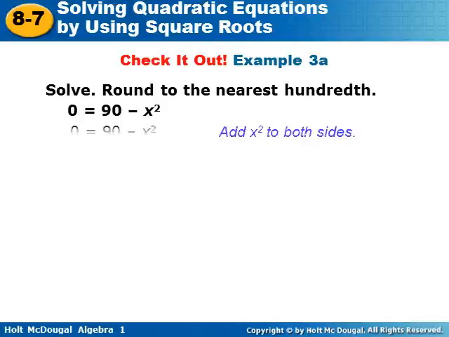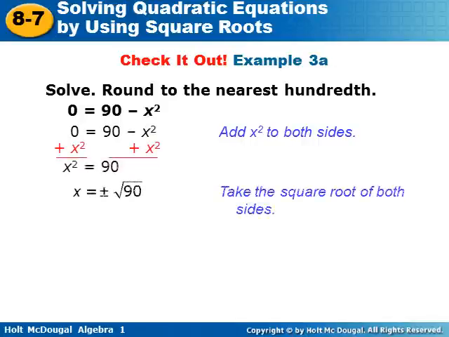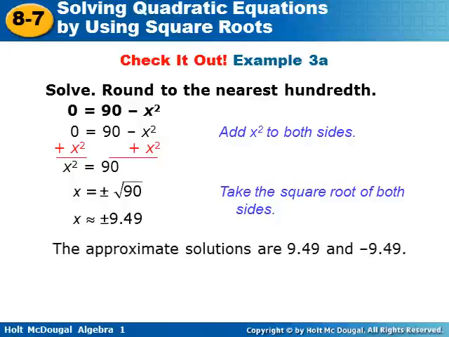So we're going to add x squared to both sides, and that gives us x squared equals 90, and then we're going to take the square root of both sides, and we get x equals plus or minus the square root of 90. 90 does not have a perfect square root, so we're going to use a calculator, and we get x is approximately plus or minus 9.49. So the approximate solutions are 9.49 and -9.49.